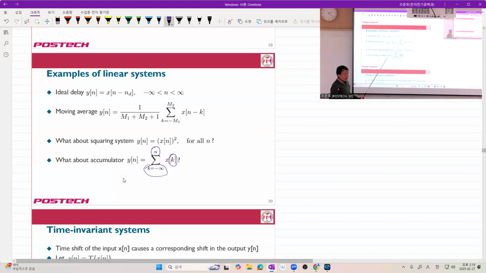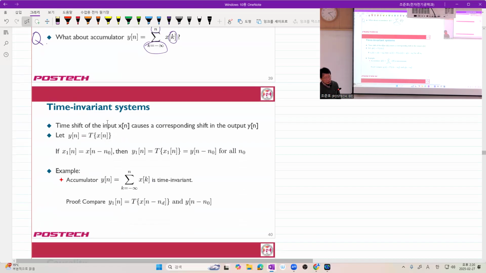Okay? What does this mean? The output at time n is what? The summation of the input from time index n through past infinity, right? So the current output is the summation of all the inputs up to right now. And the question is, is this a linear system? You can also show it is true by using the definition, and you do it yourself.